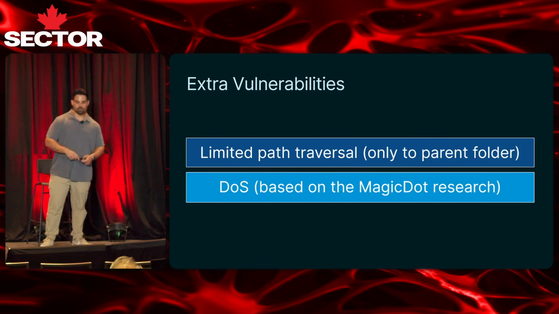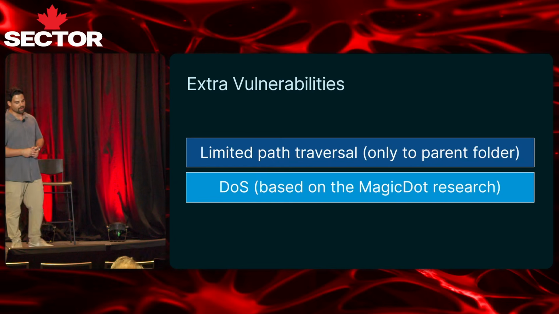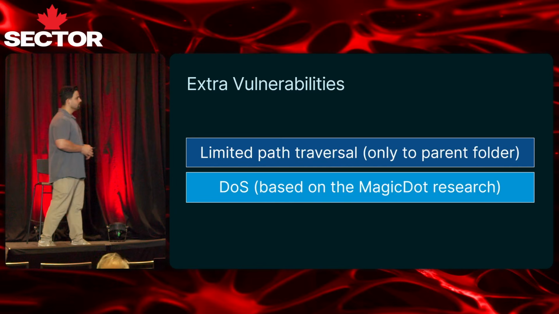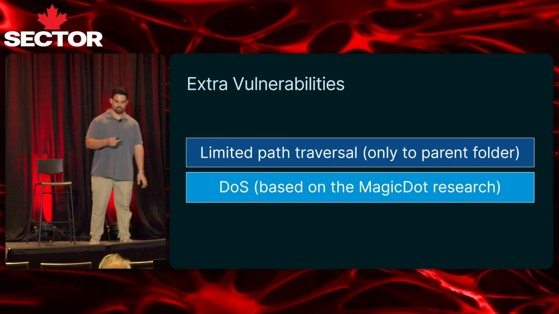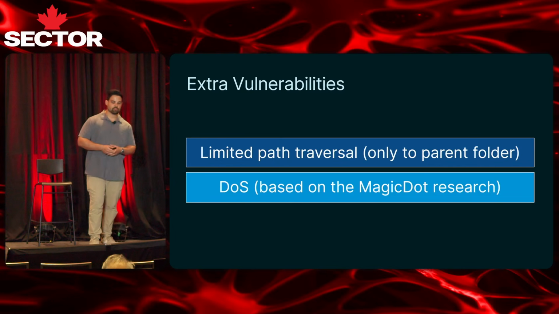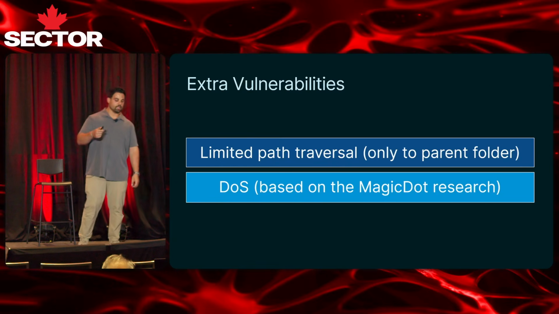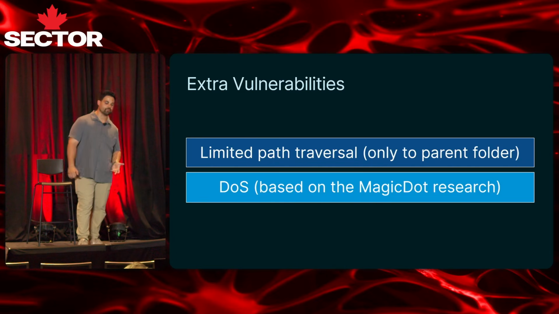OK, so I know it might seem like we found exactly the vulnerabilities that we needed to find to build this remote code execution chain, but it was not actually exactly like that. We found two more vulnerabilities using the manual search. First of all, we found the limited path traversal to the parent folder of the downloads folder, but it had to have a very specific name, so it was not very helpful. And we found another denial of service vulnerability.